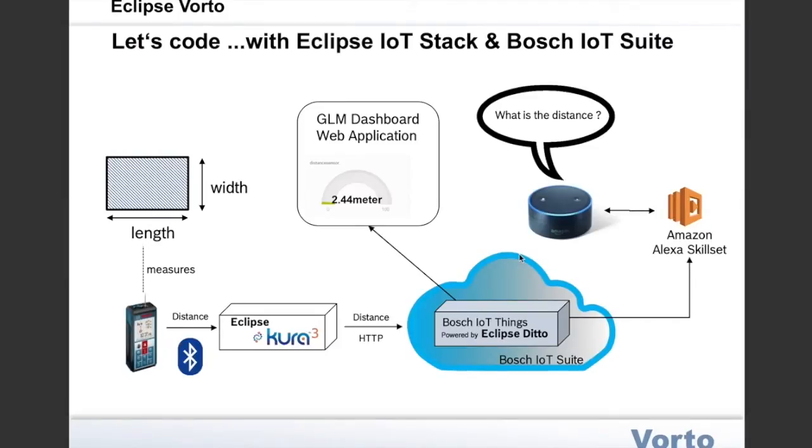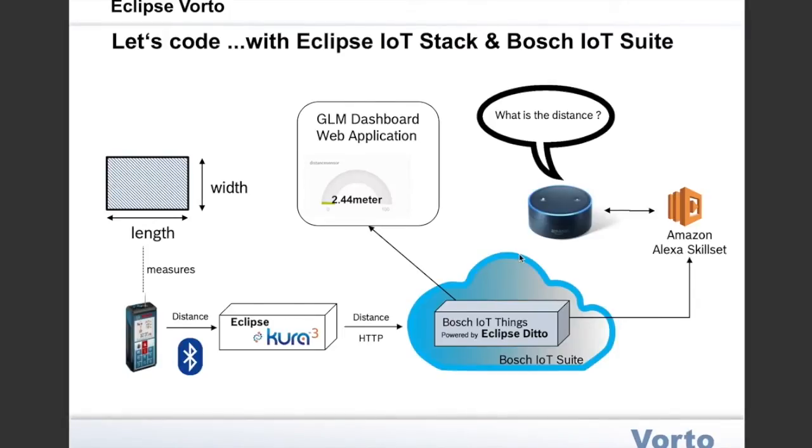In the Bosch IoT Suite cloud backend, there is the digital twin component called Bosch IoT Things. It's powered by the open source Eclipse project Ditto, which stores the state information of the GLM and provides this to other applications northbound. In these northbound applications, we're going to implement a GLM dashboard to visualize the distance data as well as the incline data of the GLM. Last but not least, I would like to use a voice control service from Amazon, the Alexa service, to ask the GLM what the distance is, and Alexa would respond with the actual value.